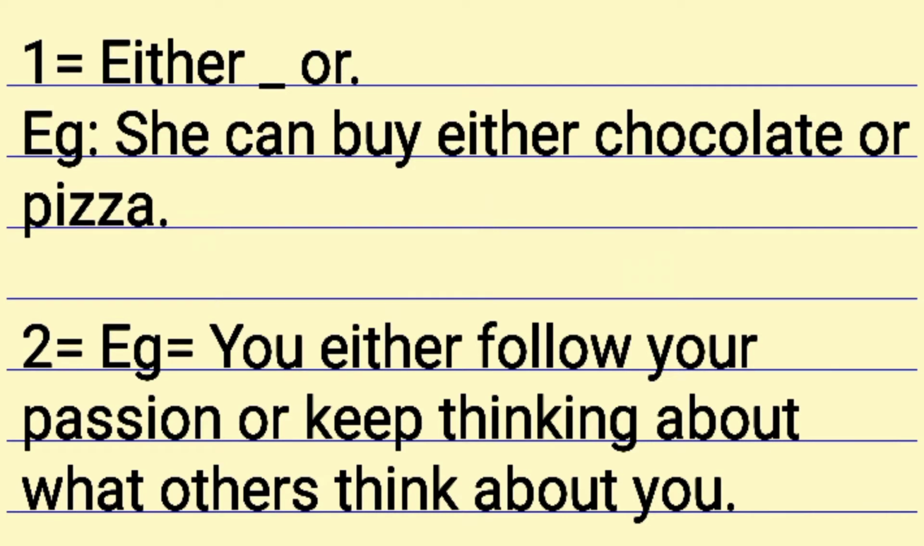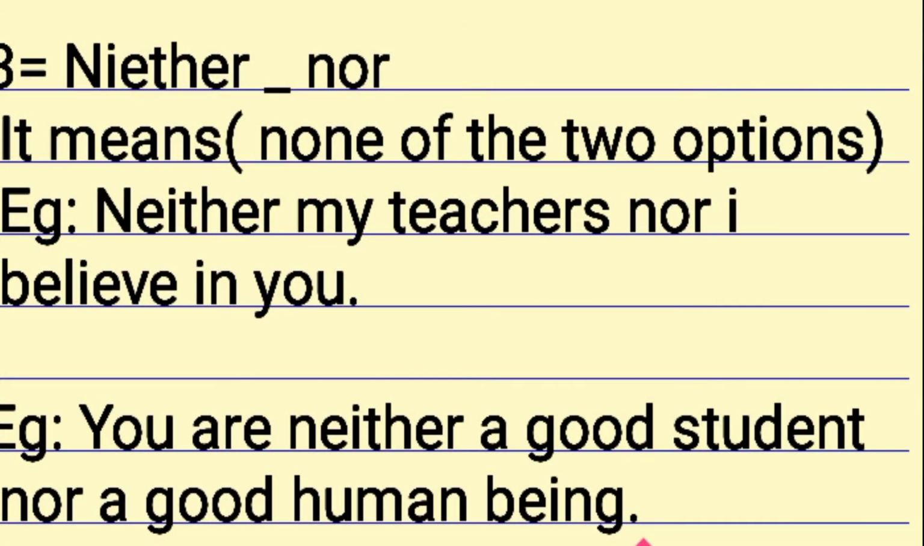Now let's come to neither nor. Neither nor means none of the two options, right? Neither nor means zero options. So for example, neither my teachers nor I believe in you, right? So neither nor is a correlative conjunction. Zero options are there, means none of the two options. So neither my teachers nor I believe in you means my teachers don't believe in you and I also don't believe in you, right? So neither nor is a correlative conjunction.